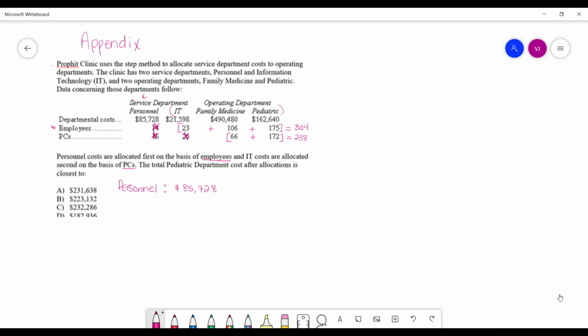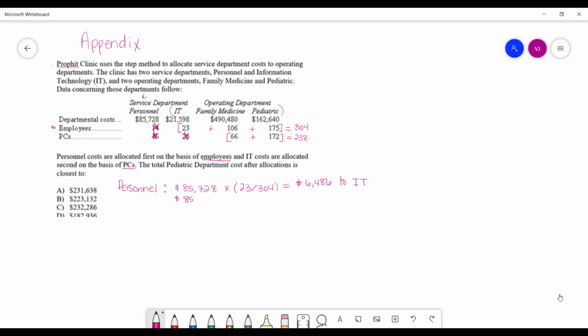Well, it depends on how many employees the IT department uses in relation to all of these 3: IT, family medicine, pediatric. So the proportion of employees that IT uses is 23 out of the 304 amongst those 3 departments. So when you multiply that proportion by 85,728, you should get 6,486. So that's the amount of personnel costs that will get allocated to the IT department first.